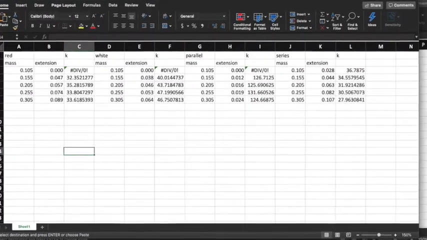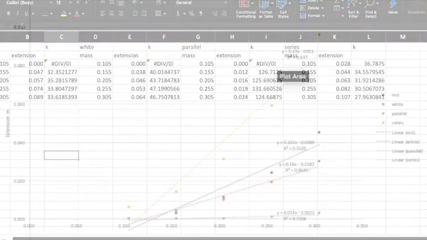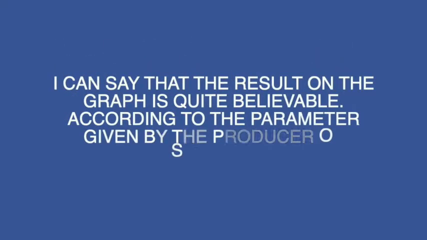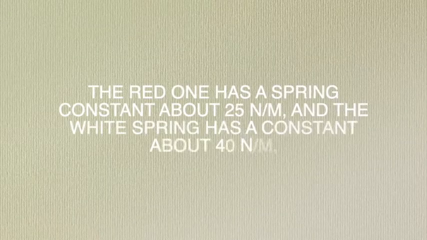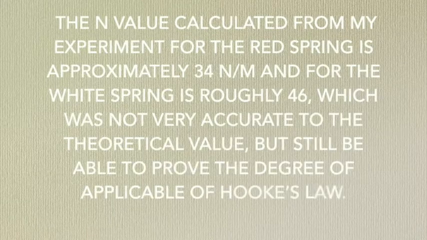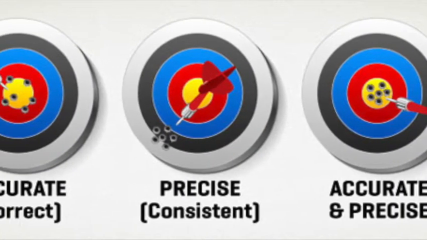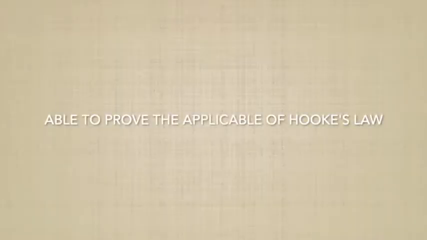Now, I will insert the data I just got from the experiment into an Excel sheet, and here it is. As you can see, the data shows a linear relationship since the R value for each one is very close to 1, and I can say that the result on the graph is quite believable. According to the parameter given by the producer of the springs, the red one has a spring constant of about 25 Newton per meter, and the white spring has a constant of about 40 Newton per meter. The k value calculated from my experiment for the red spring is approximately 34 Newton per meter, and for the white spring is roughly 46, which was not very accurate compared to the theoretical value, but still proves the applicability of Hooke's law.